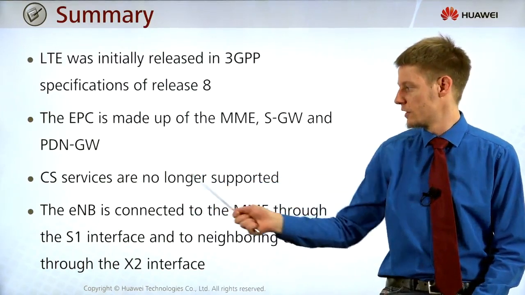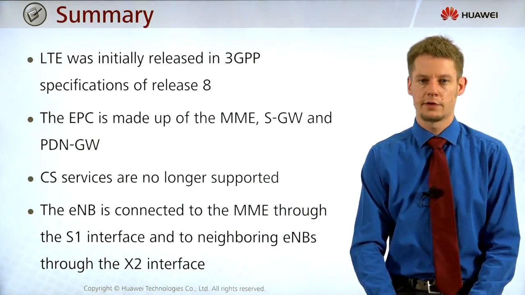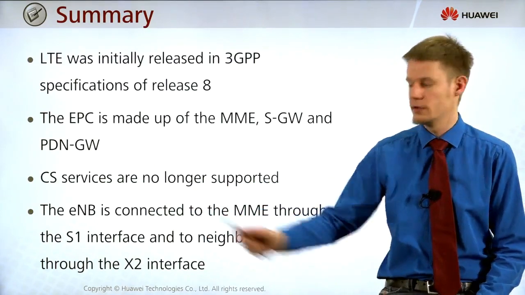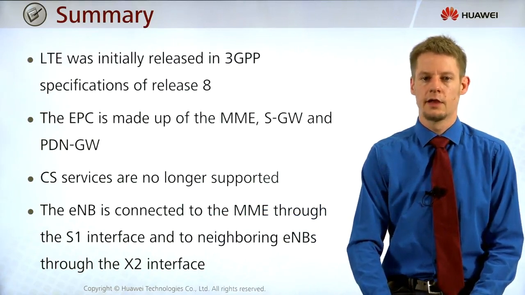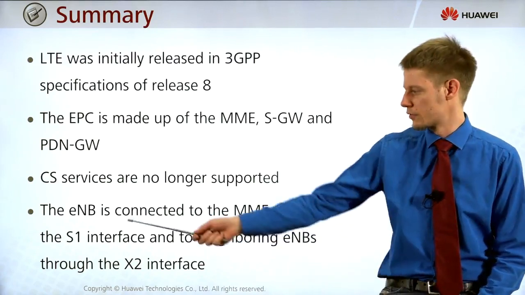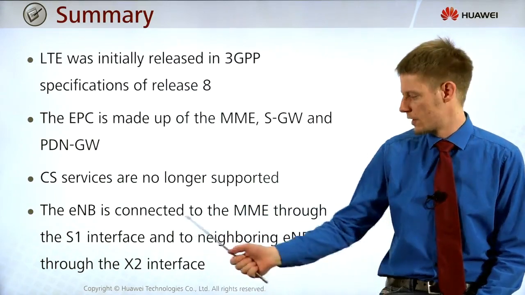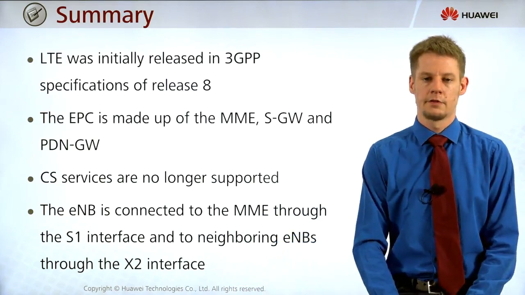That there are no CS services supported anymore. All traffic is going over packet-switched services. And that our eNode B, so the central network element when we are talking about LTE, is connected to the MME through the S1 interface, S1 control plane in this case, and to neighboring eNode Bs through the X2 interface. So far for chapter 1.